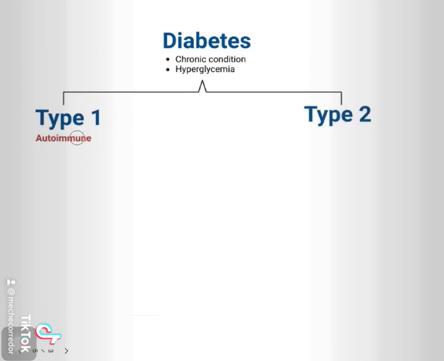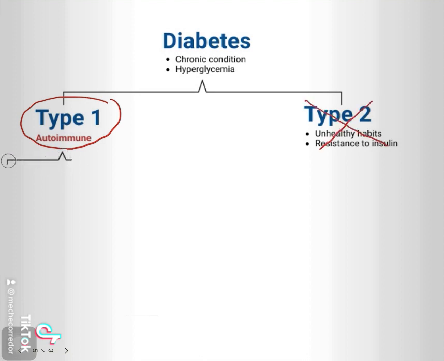Type 1 diabetes is usually described as an autoimmune disease, and type 2 diabetes is generally the consequence of bad eating habits that lead to a resistance to insulin. In this video, we will focus only on type 1 diabetes. Before we dive into this condition, let us analyze what is an autoimmune disease.